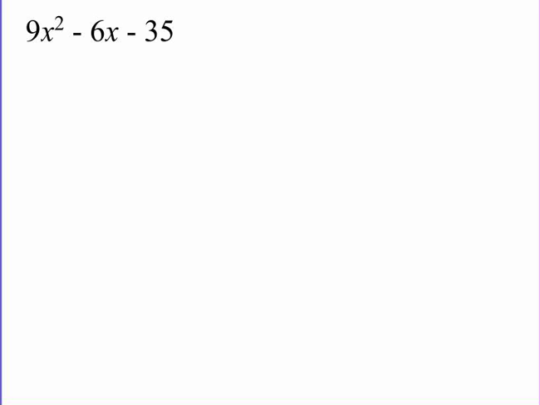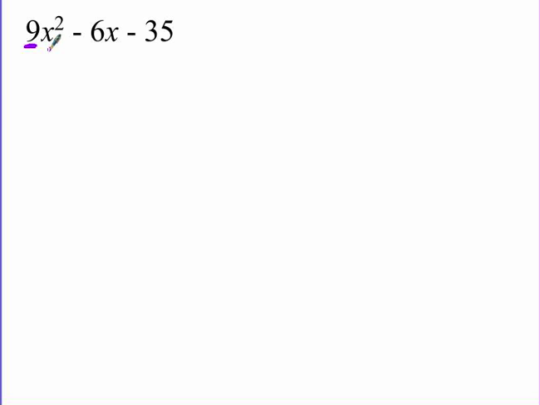So the next thing is I can try to see if this is a perfect square trinomial. Is it? No. Why not? Because the 35 is not a perfect square. So now, this is my other option. This number here isn't 1, so we've got to do a little bit of work here.